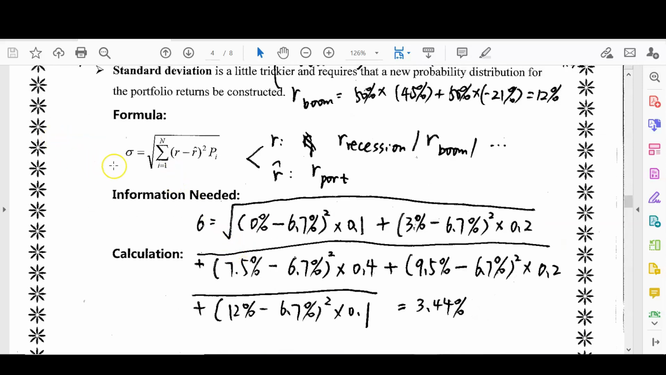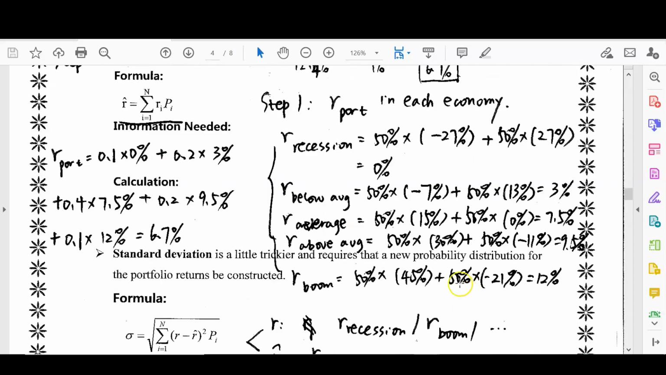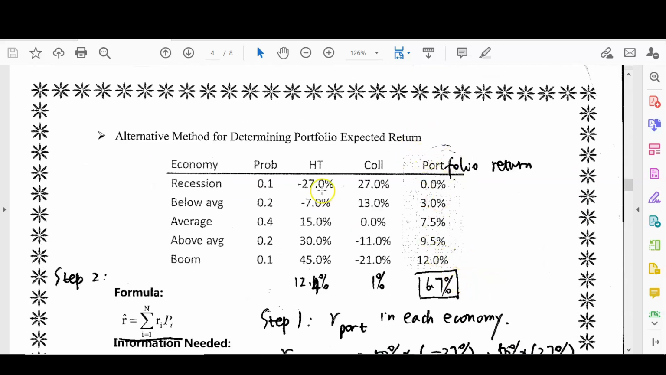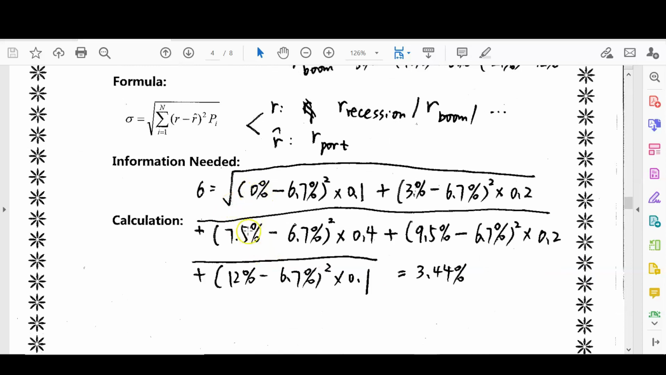So for standard deviation, we have to use the portfolio return in each scenario minus the expected return of the portfolio, square it, multiply by the probability, take square root. So we have to calculate this last column here by taking the weighted average of the 2 assets 5 times, and then use these 5 returns minus 6.7%, square, and then multiply by probability, and then take the square root. So we have standard deviation.